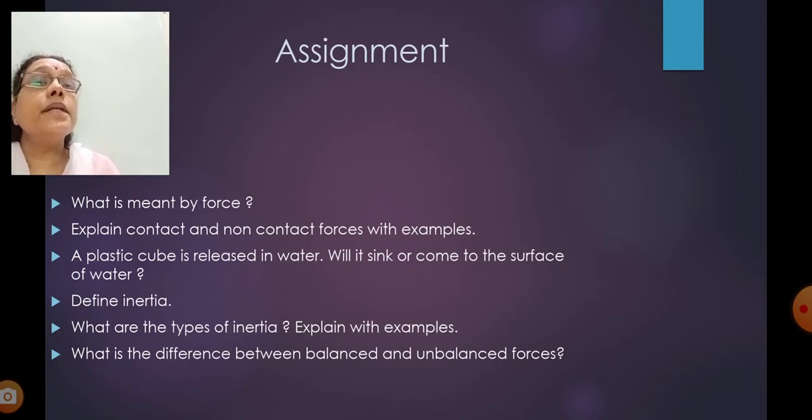Next is assignment. What is meant by force? The definition is given on the first page. Explain contact and non-contact forces with example. Then, a plastic cube is released in water. Will it sink or come to the surface of water? You have to explain that about density. Define inertia. It is given in the video itself. What are the types of inertia? Explain with example. What is the difference between balanced and unbalanced force?